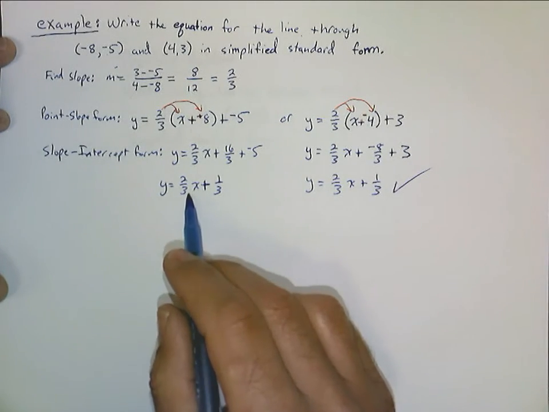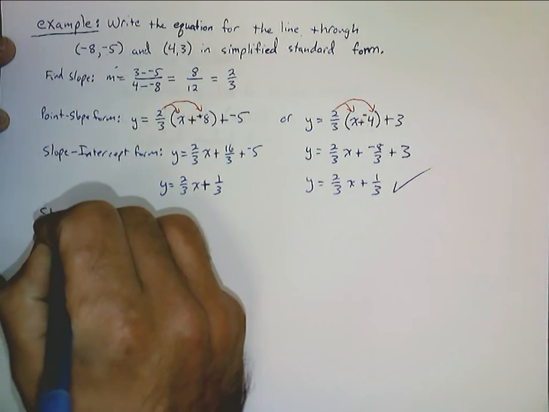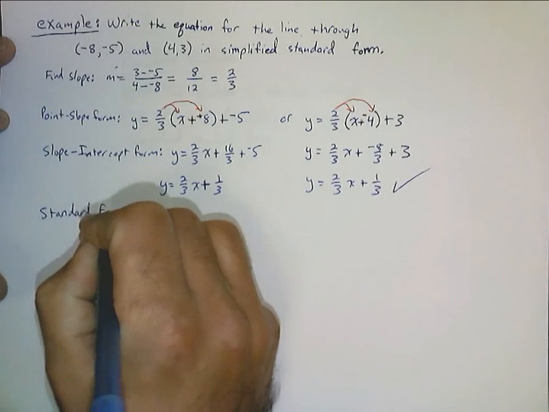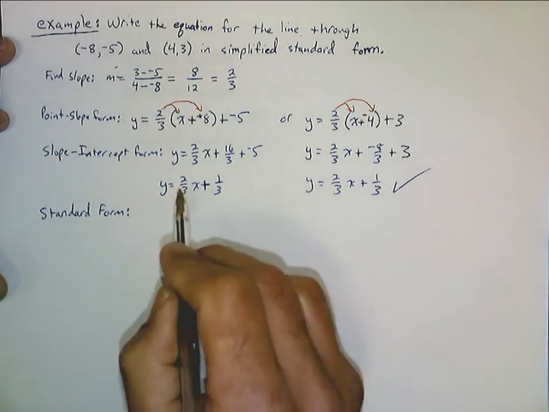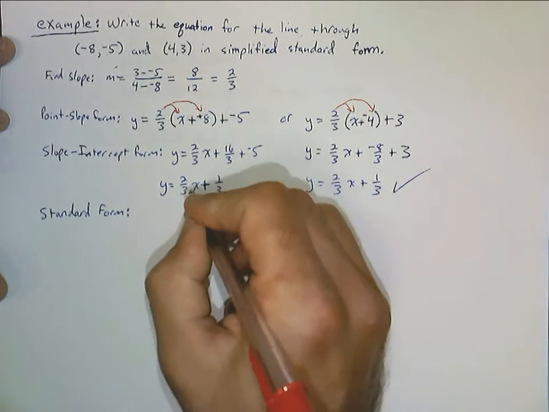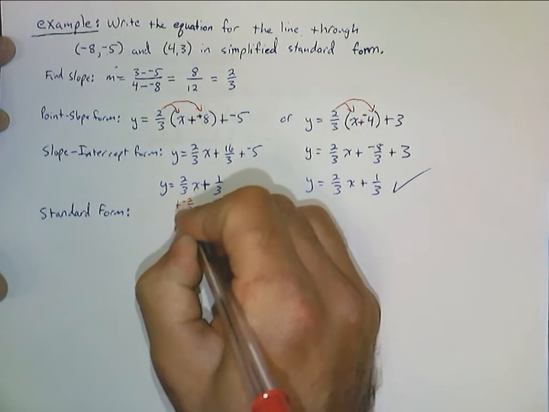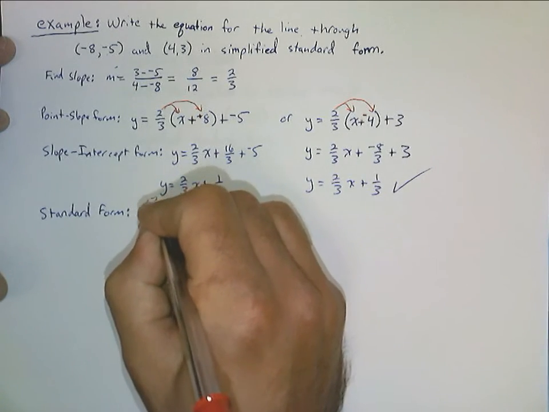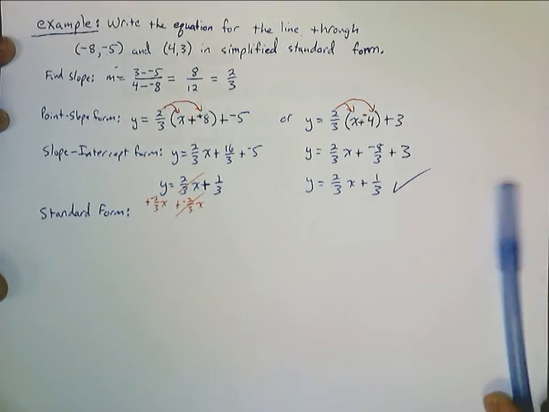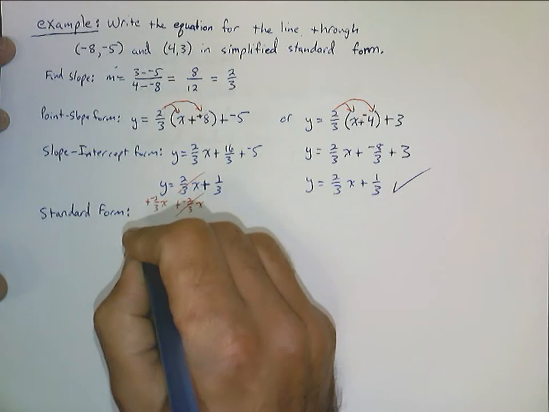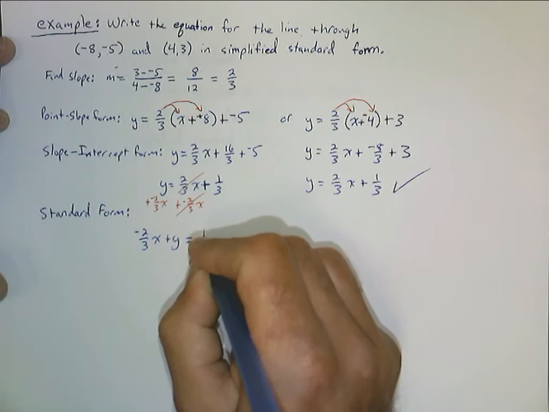But now we can switch this equation, the slope-intercept form, into standard form pretty easily. All we've got to do is get the x and the y together. So what we're going to do is subtract 2/3 x, or add -2/3 x, to both sides, getting rid of that on this side. So we'll have -2/3 x plus y is equal to 1/3.